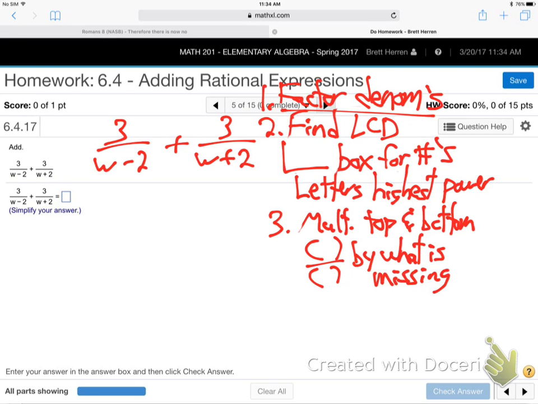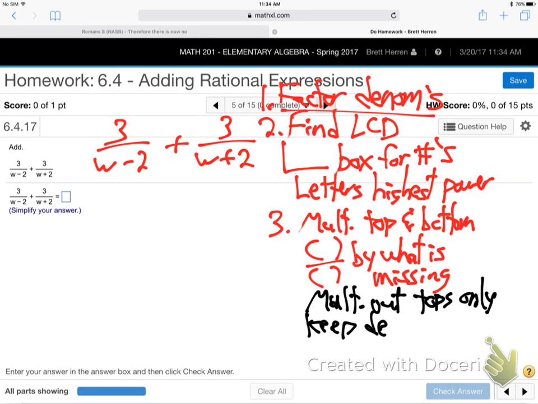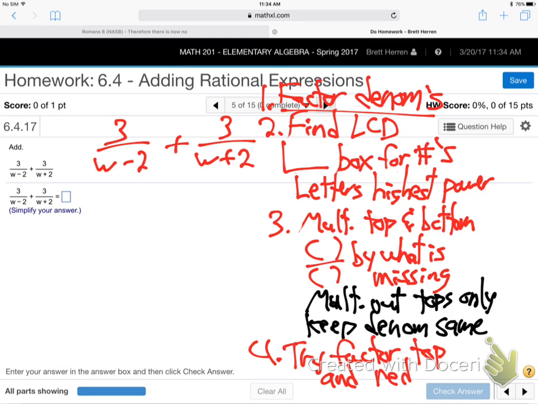well, let me add one more note to step three. Multiply out the tops only. Keep the denominator the same. And finally, step four, try to factor the top and reduce. Here we go. There are the four steps. There it is. That making sense? Let's see it laid out.